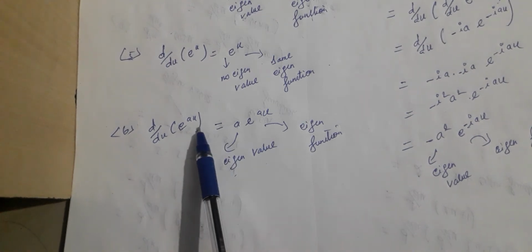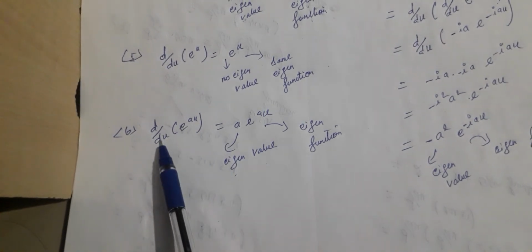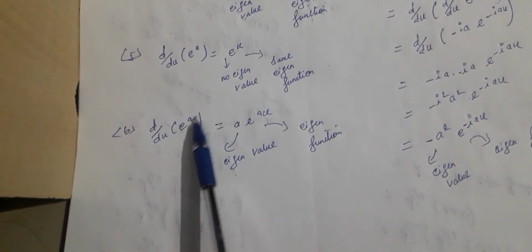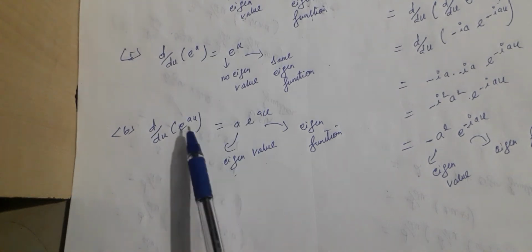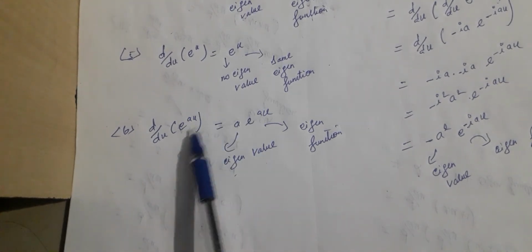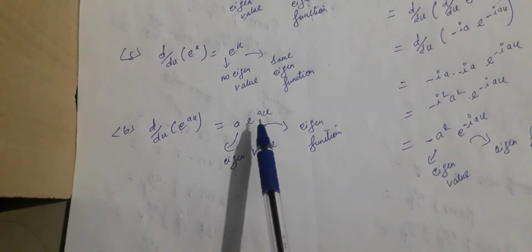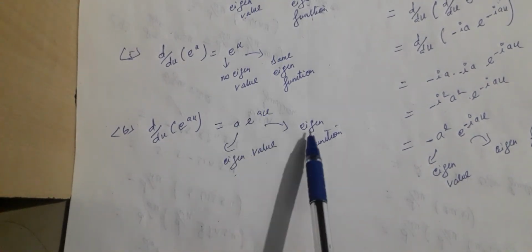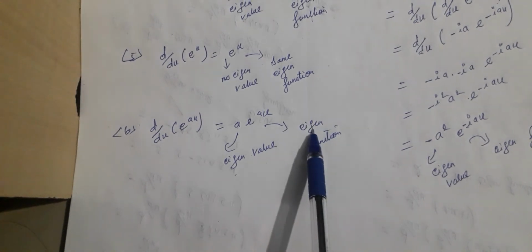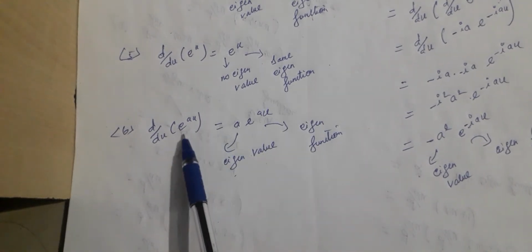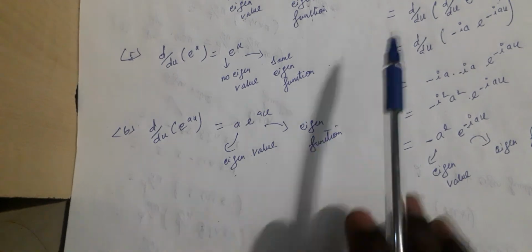So next example, d by dx e power ax. Now if you differentiate e power ax, the a will come in the front, and the remaining whole term you can write e power ax. So a is the eigenvalue. So the remaining e power ax is the eigenfunction. See, the eigenfunction is the same as the reactant e power ax.